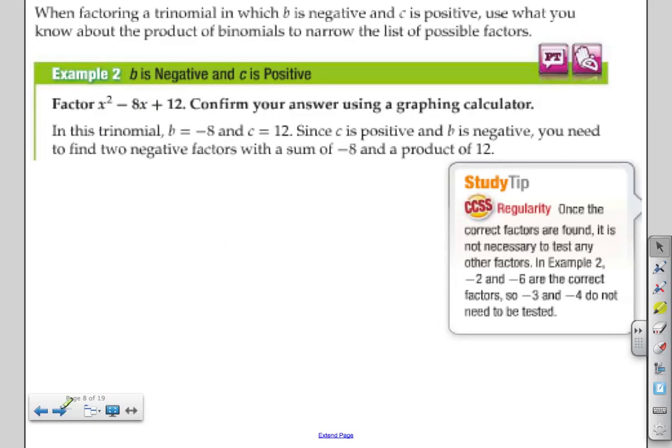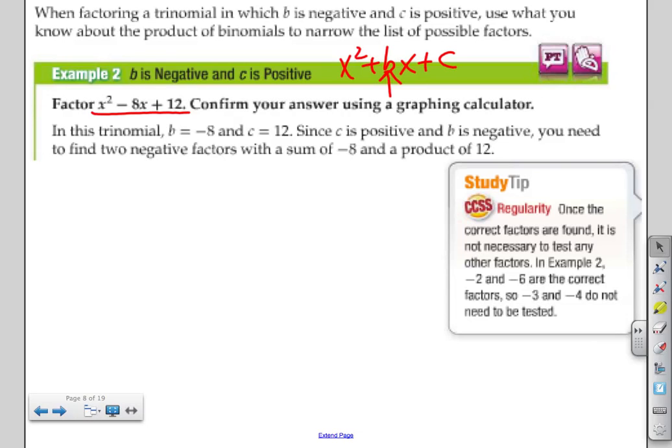All right, when factoring a trinomial, sometimes the b is going to be negative. So here we go, x squared plus bx plus c. Sometimes the b is going to be negative, as in this case right here. We have x squared minus 8x plus 12. The same thing has to happen. We have to find two integers whose product is positive and whose sum is going to be negative.